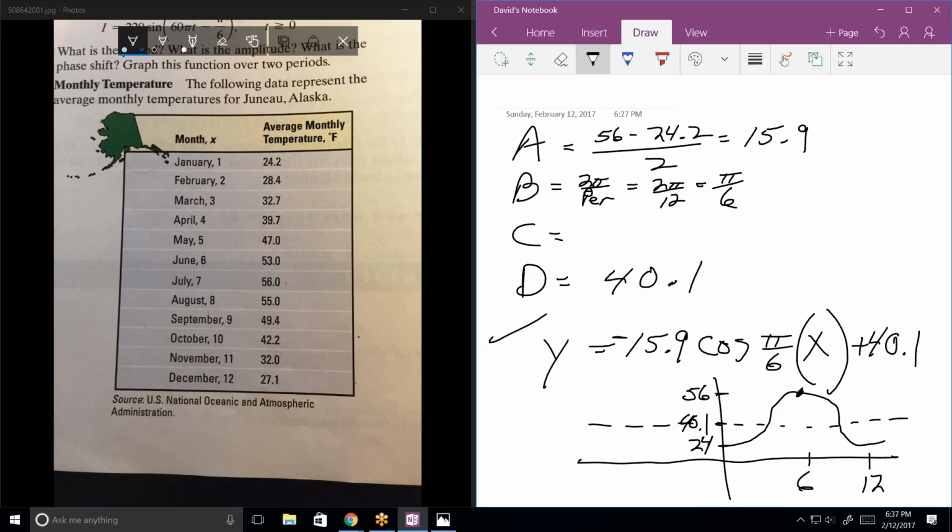In other words, once you have the sinusoid function, you don't need the table anymore. You could take this sinusoid function and plug in any number between 1 and 12 for x. You would get a very, very good approximation of what the average monthly temperature was for that month.